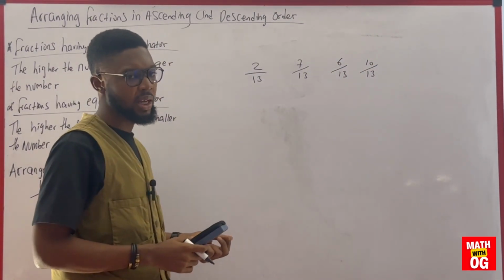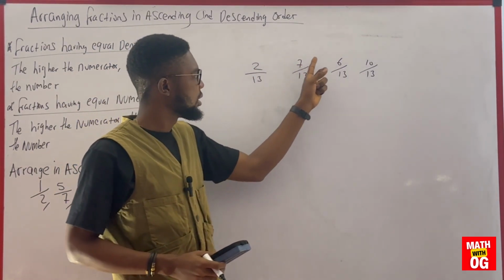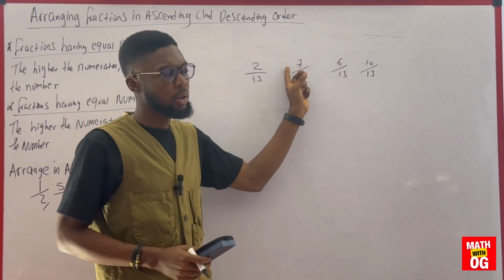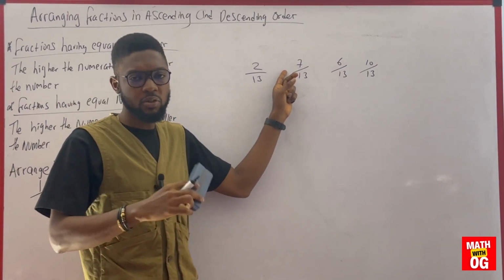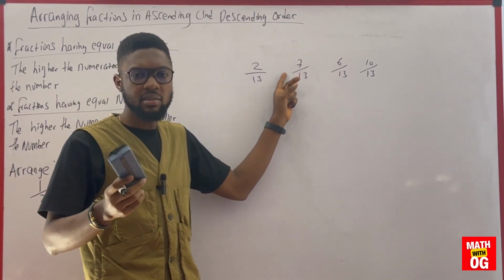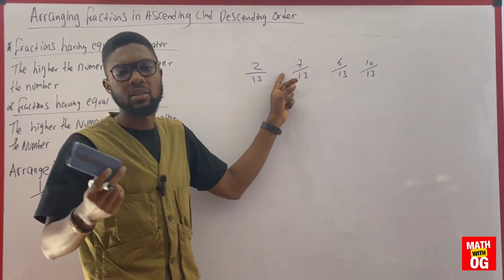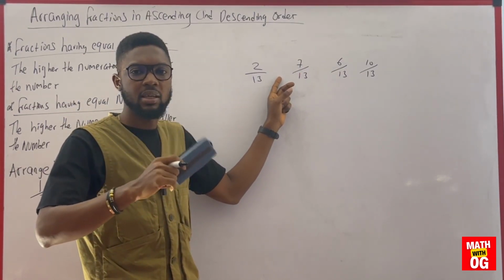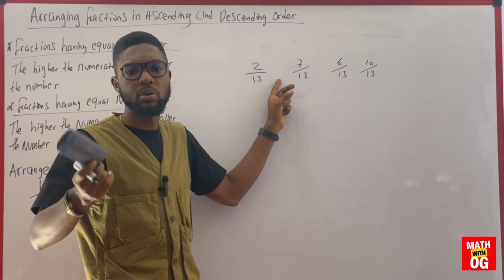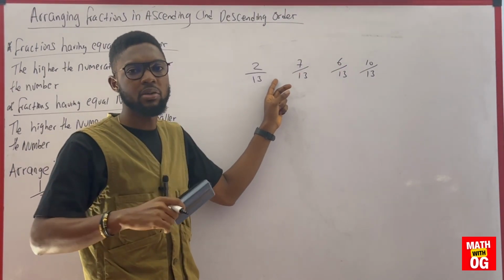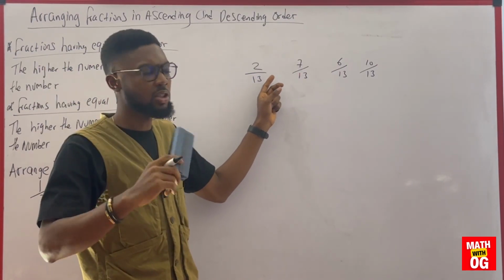You are asked to arrange in ascending order. You just take a look at the numerator. Now before we proceed, ascending means from smallest to biggest and descending means from biggest to smallest. So when you are asked to arrange in ascending order, you simply take them from the smallest fraction to the biggest fraction, while when you are asked to arrange in descending order, it is from the biggest fraction to the smallest fraction.